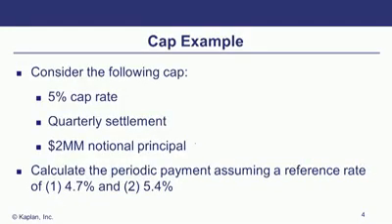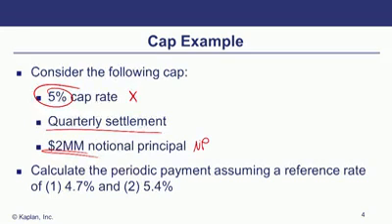And here are some examples. So our 5% cap rate represents our strike. There's quarterly settlement, and that's important as far as the de-annualization of these rates is concerned. Remember, these rates are quoted on an annual basis. We've got 2 million notional principal, and we want to look at a couple of scenarios.